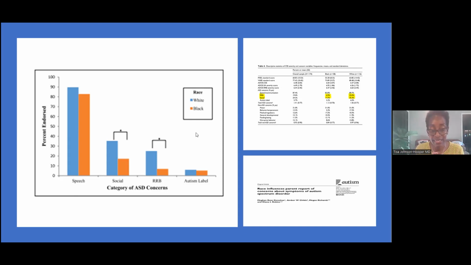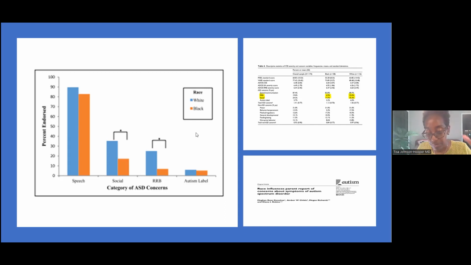So race did not impact the number of non-autism concerns that parents reported, suggesting that the effect was specific to autism symptoms. The image to your left just depicts this difference in graph form. It's easier to look at. And notice that there's no difference in speech concerns by race.